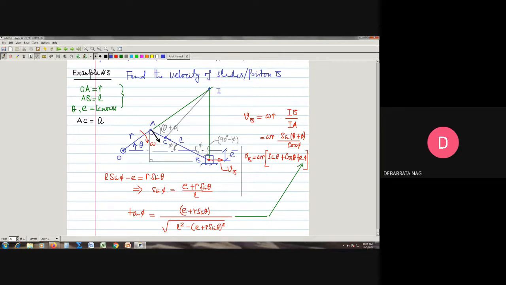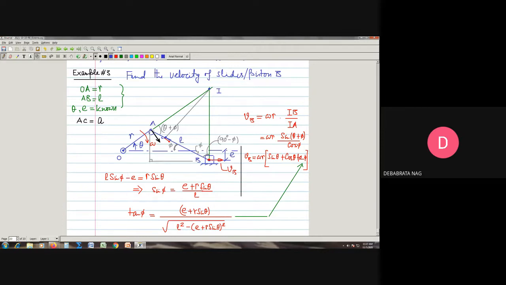Now if this AC distance is known, then of course we can find out the velocity of the point C, which is going to be a vector at 90 degrees to this line. So if we call this point C, this small red vector will give us the velocity of point C, which will be perpendicular to this line segment IC.